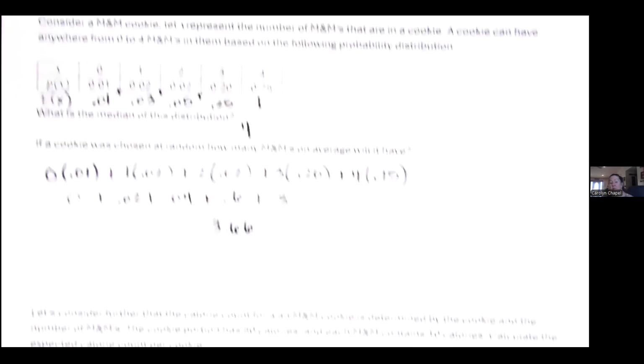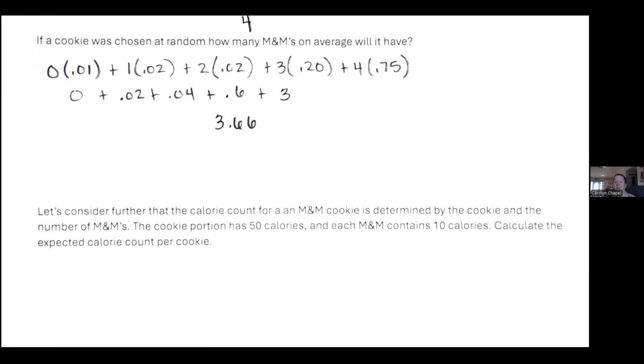So we're going to consider a little bit further that the calorie count for an average M&M cookie is determined by the piece above. We are going to be finding the calorie count. So for the cookie part, not the chips, but just the breadier part that keeps it together, has 50 calories. And then each M&M contains 10 calories. So we are going to calculate our calorie count per cookie.